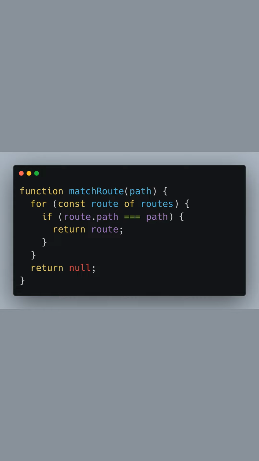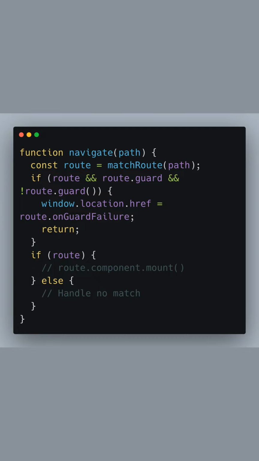Now, let's create our match route function. This function will loop through our route configurations to find a matching path. In this simple example, it compares the paths directly, but typically, you would incorporate more complex path matching, such as handling wildcards or dynamic segments.